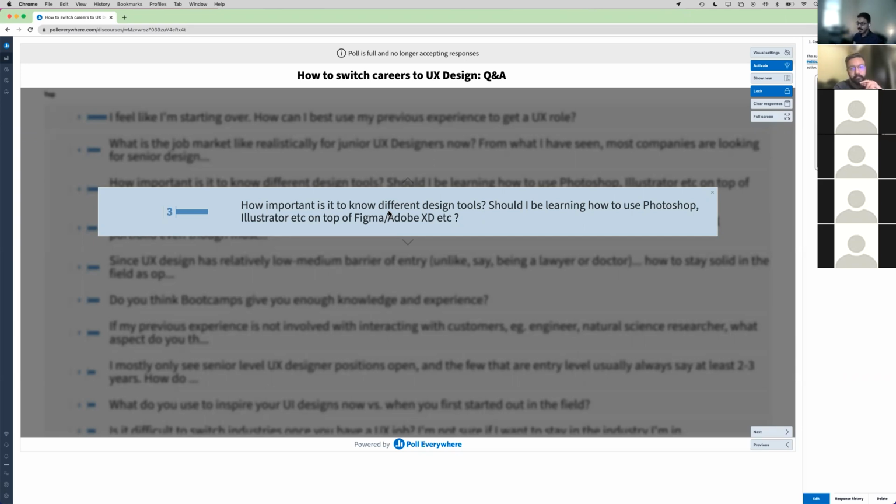So the next question is, how important is it to know different design tools? Should I be learning how to use Photoshop and Illustrator on top of Figma, Adobe XD, etc.? This is a really great question.